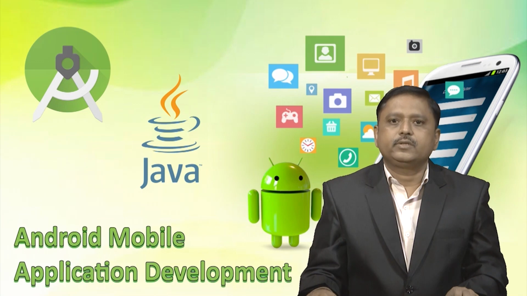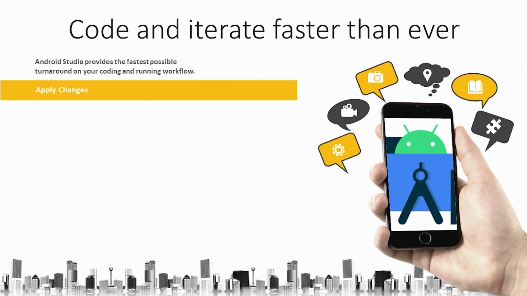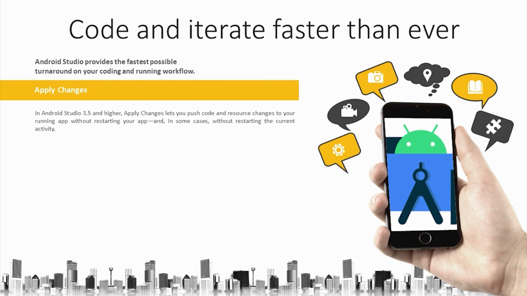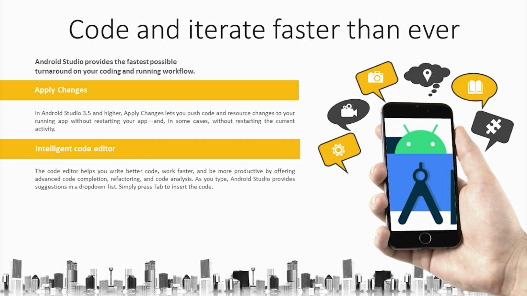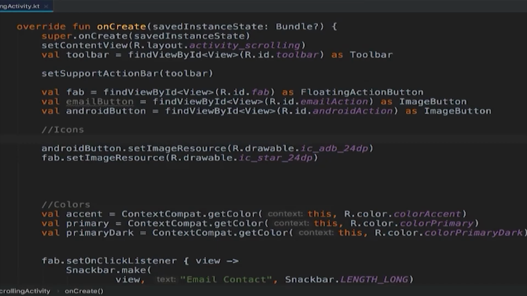It provides features, apply changes. Now, what is apply changes? Android Studio's apply changes feature lets you push code and resource changes to your running app without restarting your app. The second feature is Intelligent Code Editor. The code editor helps you write better code, work faster, and be more productive by offering advanced code completion, refactoring, and code analysis. As you type, Android Studio provides suggestions in a drop-down list, and by simply pressing tab, you can insert the code.